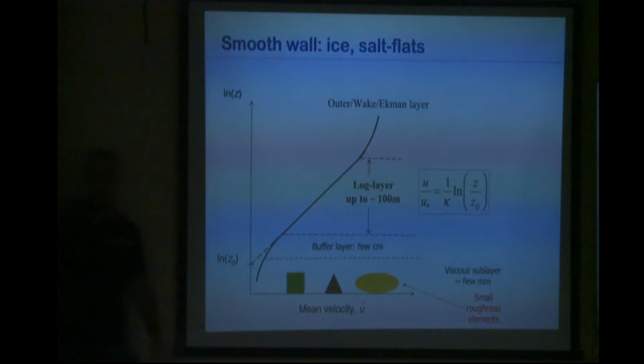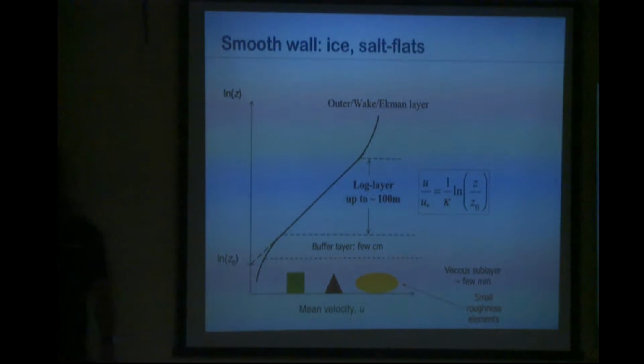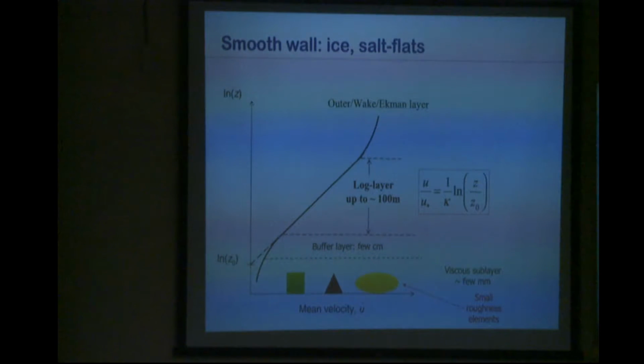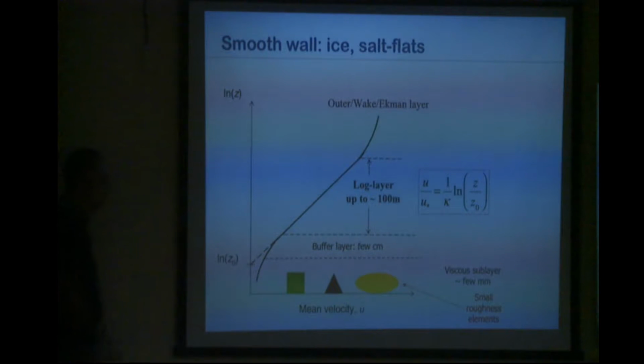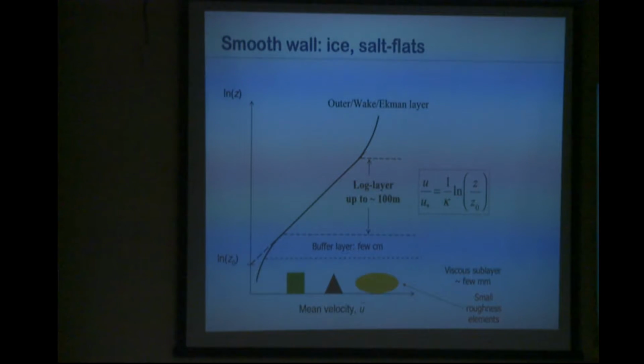Now, if instead of a city we had ice or salt flats, we would be in a situation where the roughness elements, the sand grains in a salt flat, or the undulations of the ice would be very small, less than a few millimeters. So these roughness elements are embedded in what we call the viscous sublayer of the flow, which is the layer where basically viscous forces dominate over inertial forces, and the Reynolds number is very low. This is what we would call a smooth wall.